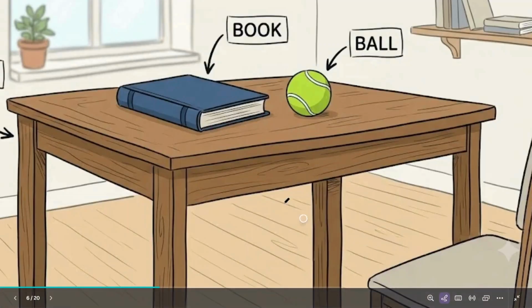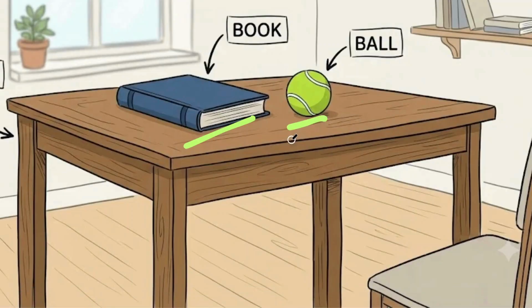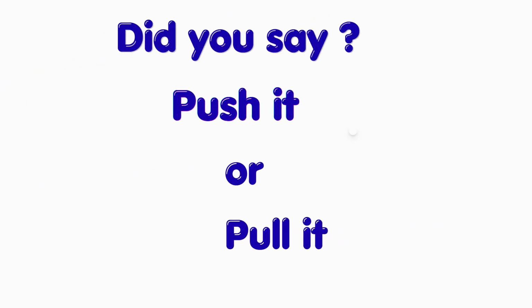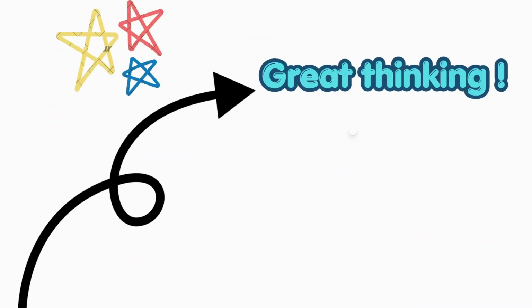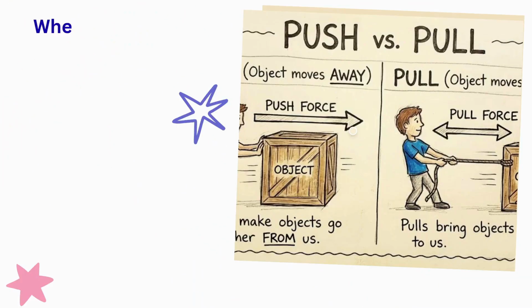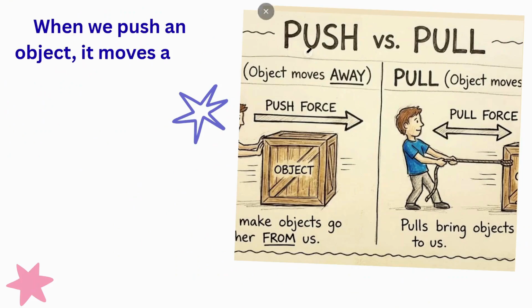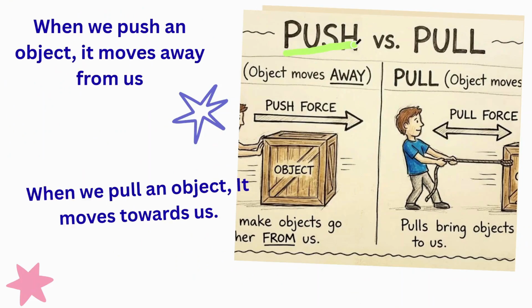You can see a book and a ball are lying on the table. Can you think of a way to move them without picking them up? Did you say push it or maybe pull it? Great thinking. When we push an object, it moves away from us, and when we pull an object, it comes closer to us.